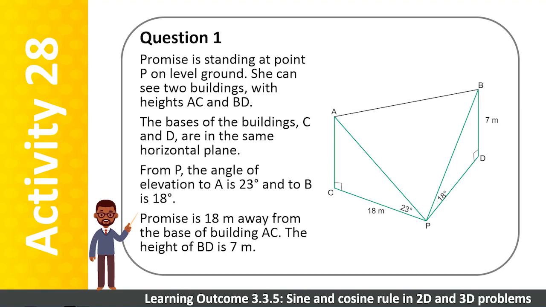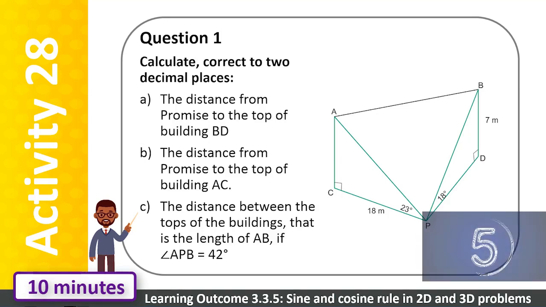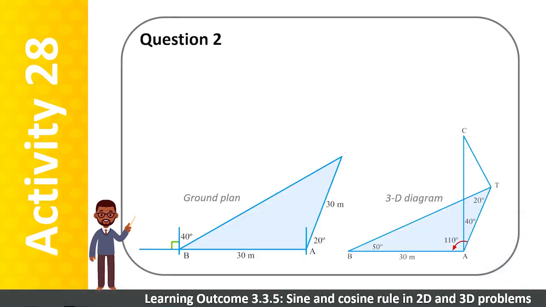From P, the angle of elevation to A is 23 degrees and to B is 18 degrees. Promise is 18 meters away from the base of building AC. The height of BD is 7 meters. Now work through questions A to C. And now, please complete question 2.